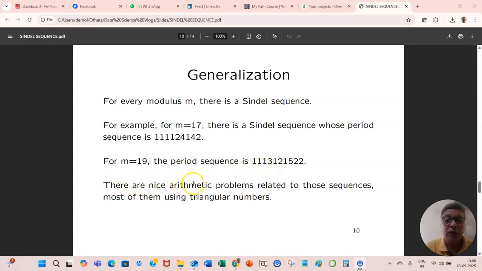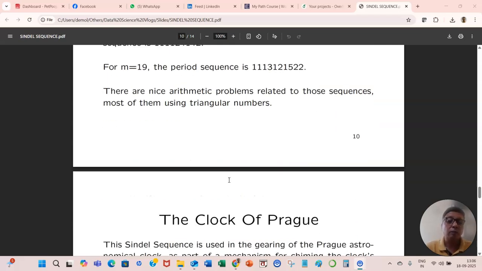There are nice arithmetic problems related to those sequences, most of them using triangular numbers. If you look at the partial sums of the Sindel sequence, they form the triangular numbers. But it has the property too, with different partitioning, that we can generate all the integers starting from 1, 2, etc.